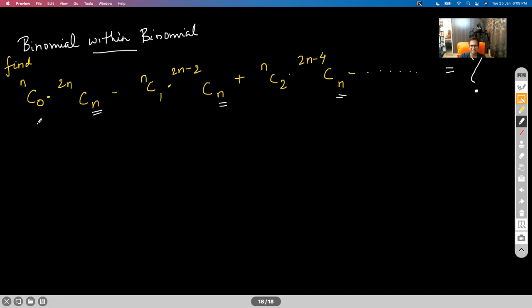Can I say this term is the coefficient of just the first term, the coefficient of x to the power n in (1 + x) to the power of 2n.